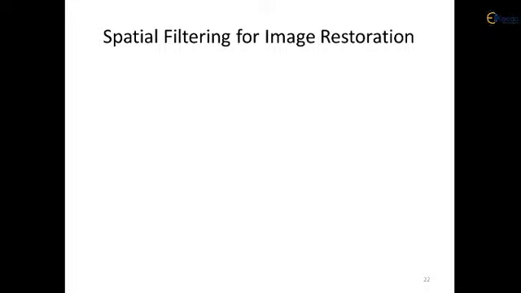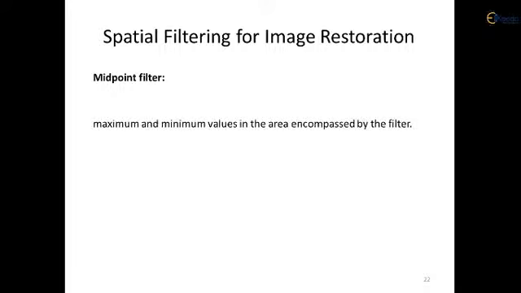Now in the category of order statistic filters, we have covered the median filter, and we have also covered the max min filter. Now the third one is the midpoint filter. You can judge what can be there in this particular filter, but the question is how this particular filter is different from the median filter and the earlier max min filter. So here we have to carry out a simple computation where we take the midpoint between the maximum and minimum values in the area covered by the filter.